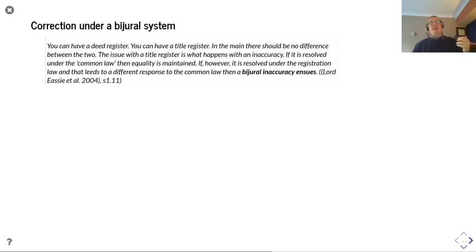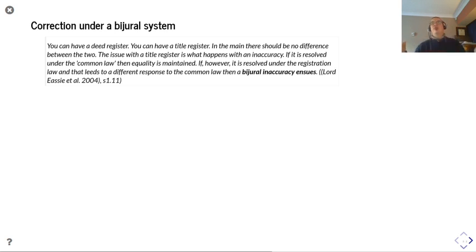This becomes more complicated. As described by Lord Rodger, you can have a deed register, you can have a title register. In the main, there should be no difference between the two. The issue with a title register is what happens with an inaccuracy. If it is resolved under the common law, then equality is maintained. If, however, it is resolved under the registration law and that leads to a different response to the common law, then a bijural inaccuracy ensues, i.e.